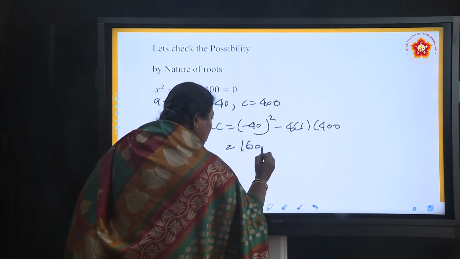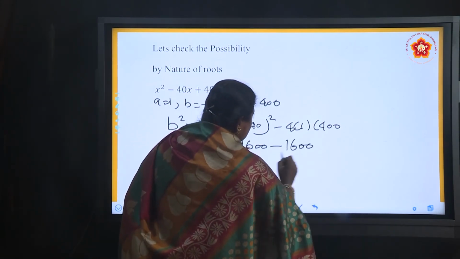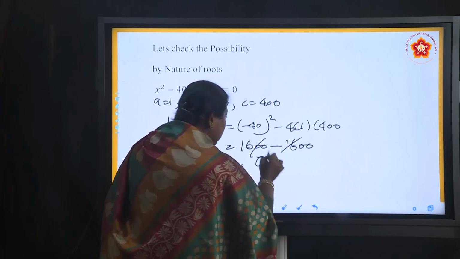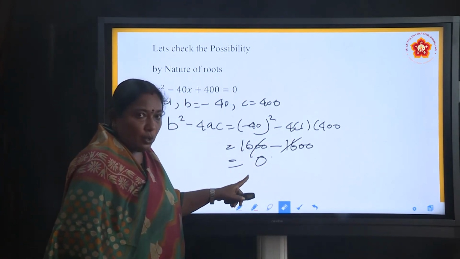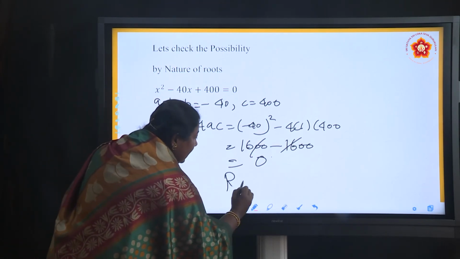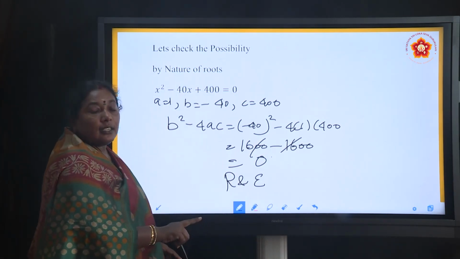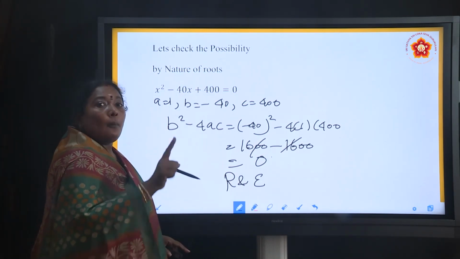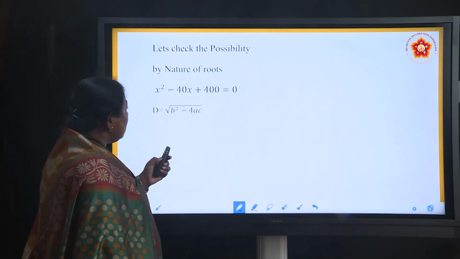So it is 1600 minus 4 into 400, which is 1600. So it cancels and I get 0. If my condition b square minus 4ac is equal to 0, what must I get? My roots must be real and equal. So I will get a root and both will be equal. Understood? That is what we are going to do here.